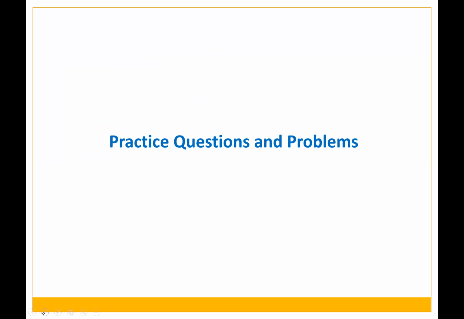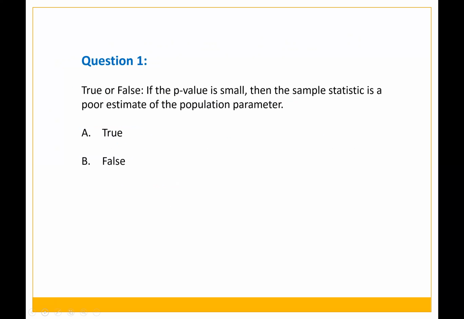Now, with all of those things in mind, we're going to do the practice questions and problems. Again, feel free to mute me anytime in this practice questions section if you want to work on it on your own. The first one, true or false: if the p-value is small, then the sample statistic is a poor estimate of the population parameter.